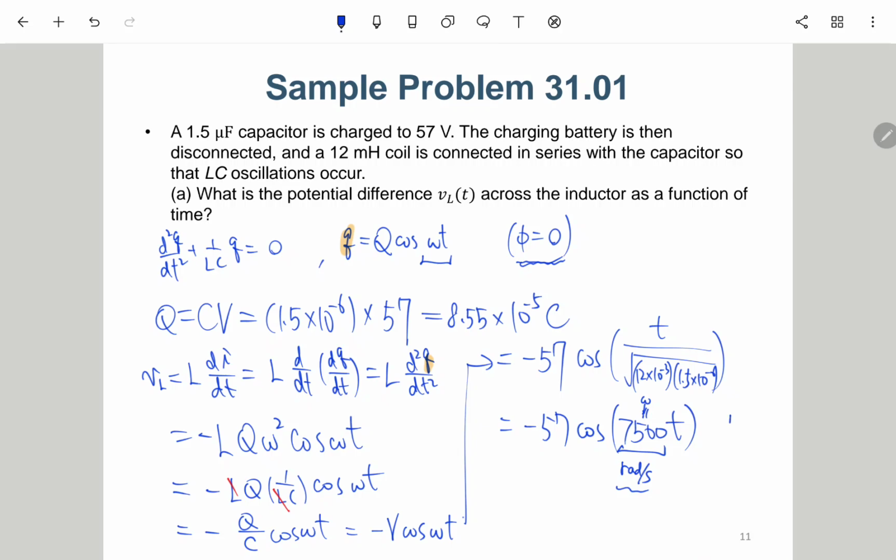So the SI unit will be V, because this is VL of t, the voltage across the inductor as a function of time. So it's also a cosine function, if we assume this Q to be like that.